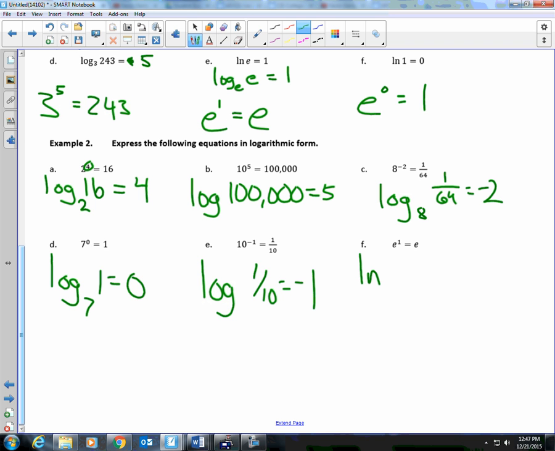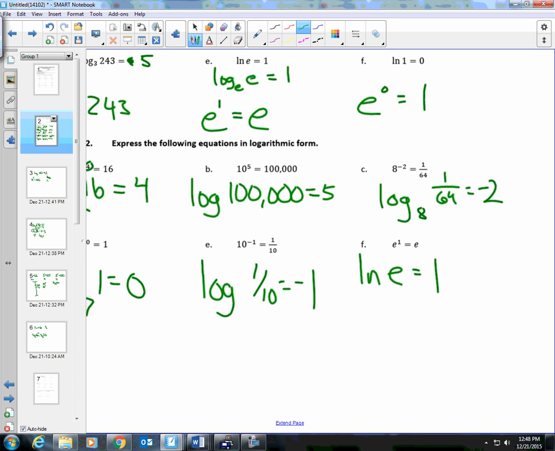ln. Um, I think it's Latin. The word natural is first and then logarithm is second when they say it in Latin. So that's how it gets that. All right, natural log of e is equal to 1. I don't know if it's Latin or French. Anyway, we'll look it up. All right, so we flip it over.